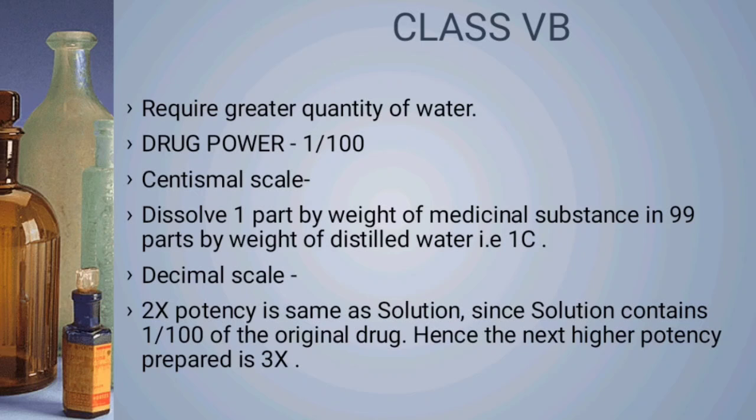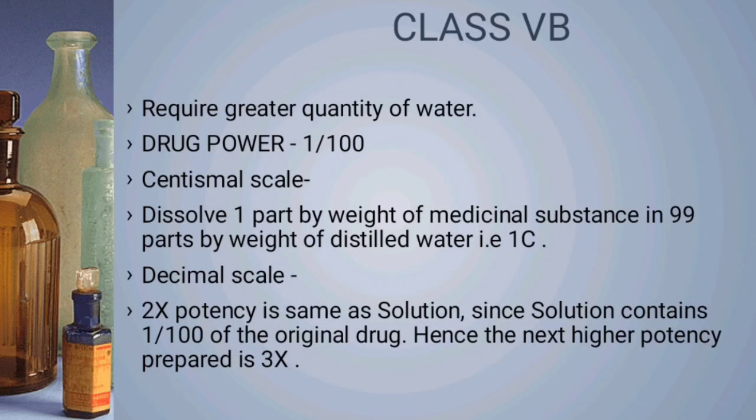For drug power calculation, what will we do? The drug power formula is amount of the drug divided by total solution. Here the amount of the drug is 1 part and the total solution is 1 plus 99, that is 100, correct? 99 parts of vehicle, 1 part of medicine, so total solution is 100. So drug power is amount of drug 1 part by total solution 100. So here the drug power is 1/100.